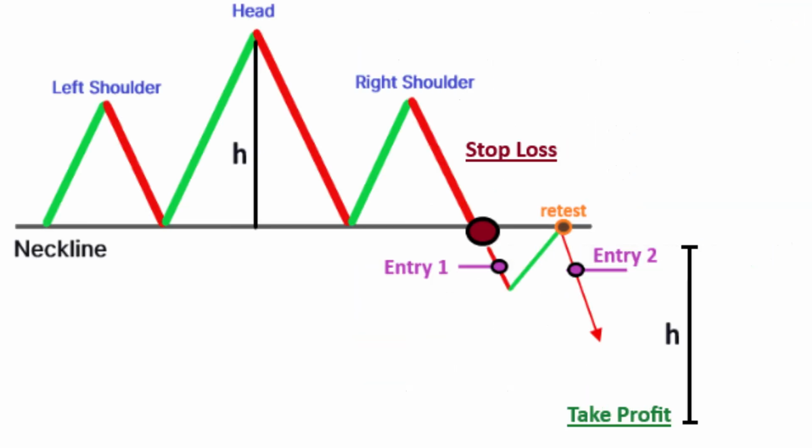Calculating the target in the head and shoulders pattern is quite simple. First, measure the distance between the highest point of the head and the neckline. Then, apply this same distance downward from the breakout point. This gives you the projected price target. This method is widely used in technical analysis and has been confirmed in many real examples. By measuring the height carefully, traders can set realistic targets and manage their trades more confidently.